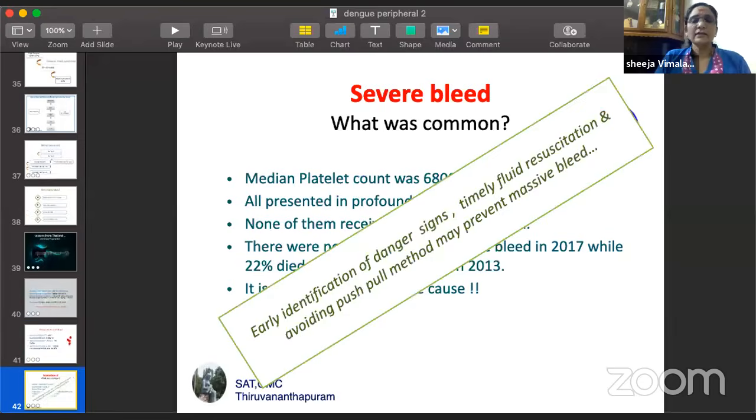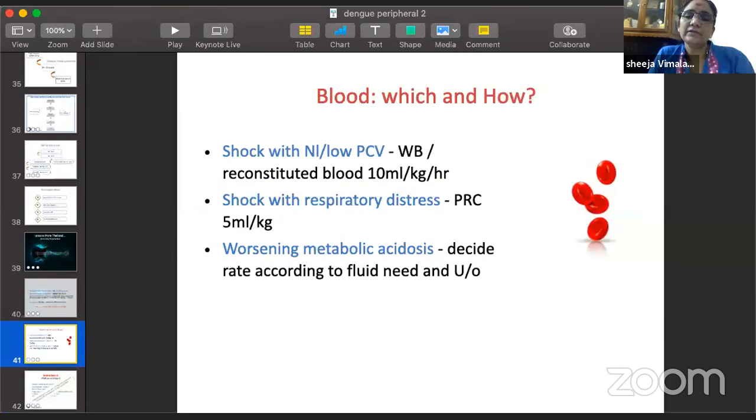And so then comes, how do you give the blood transfusion? If the child is in shock with a normal or a low PCV, go for a whole blood transfusion. If you don't have whole blood, ask your blood bank to give reconstituted blood. That is, they will mix your PRC as well as FFP, and give it over 10 ml per kg per hour.